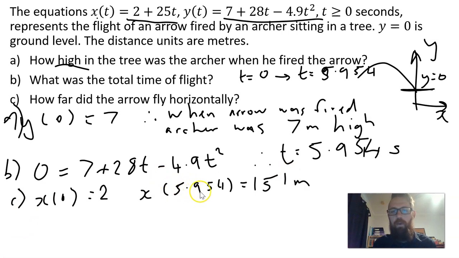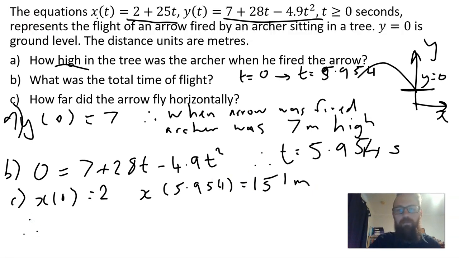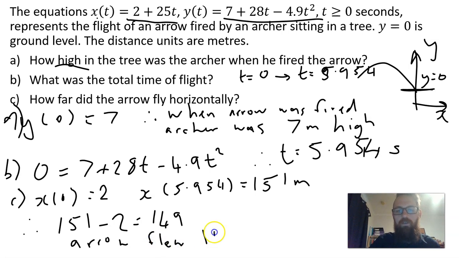So after 5.954 seconds, it flew 151 meters. So what we get is, therefore, it started at 2, finished at 151. So therefore, 151 minus 2 equals 149. So the arrow flew 149 meters from the tree to the ground. All right, excellent. Let's have a look at another couple of parts of this.